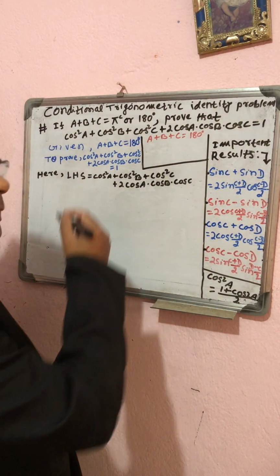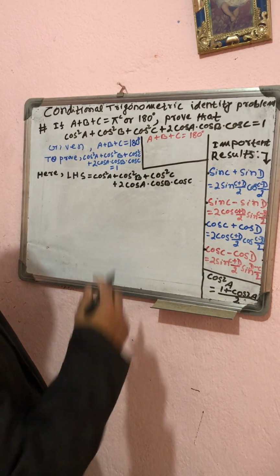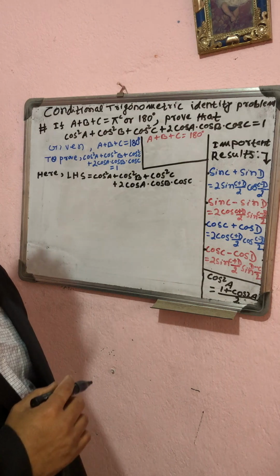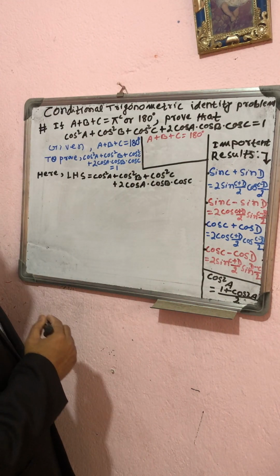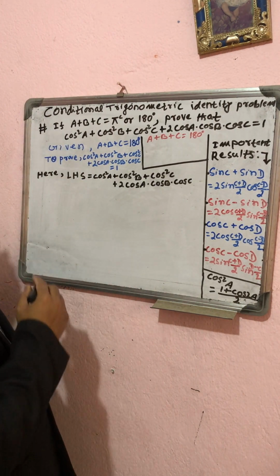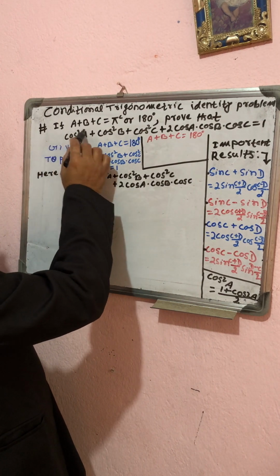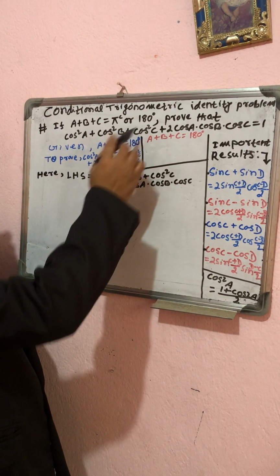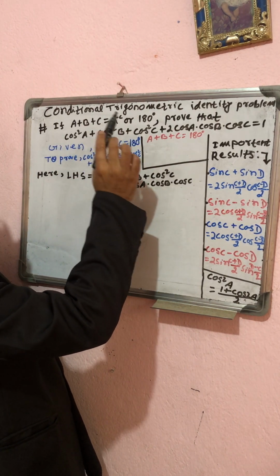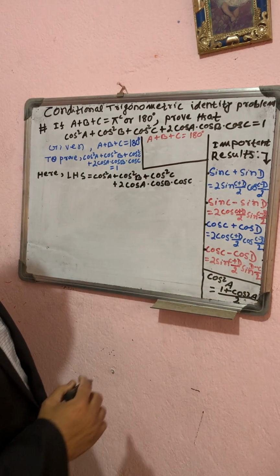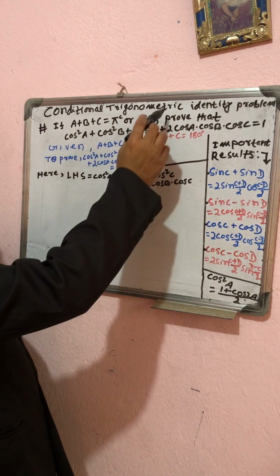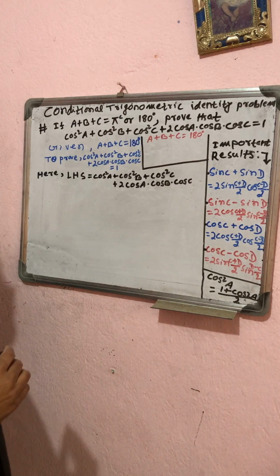Let's do a problem from grade 10 extended mathematics. Today's topic is a conditional trigonometric identity problem. Identity means here we are using trigonometrical identities. It is given that if a plus b plus c equals pi radian or 180 degrees, then you have to prove that cos square a plus cos square b plus cos square c plus 2 cos a cos b cos c equals 1 under the given condition a plus b plus c. Therefore this is called the conditional trigonometric identities problem.